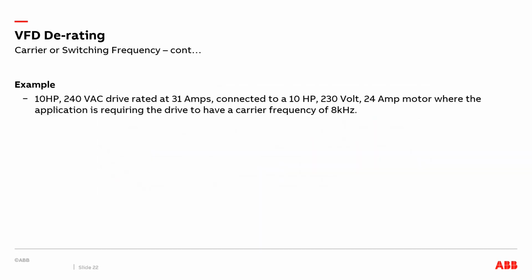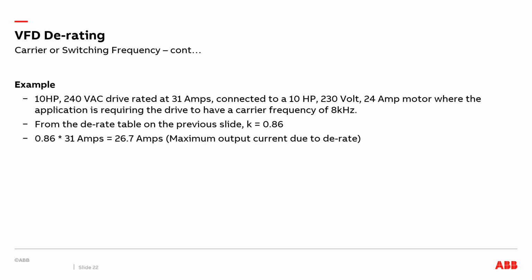So in our example, we have a 10 horsepower, 240 volt rated drive that has a drive rating of 31 amps. We're going to connect that drive to a 10 horsepower motor that has an FLA of 24 amps. And in this application, this is actually going to require the drive to have a carrier frequency of 8 kilohertz. So if we remember from that derating table, the new derating value for this drive at 8 kilohertz is going to be a K factor of 0.86.